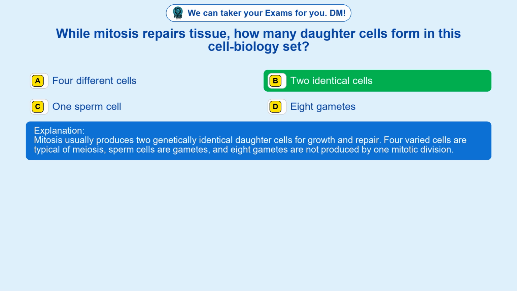Mitosis usually produces 2 genetically identical daughter cells for growth and repair. 4 varied cells are typical of meiosis, sperm cells are gametes, and 8 gametes are not produced by one mitotic division.